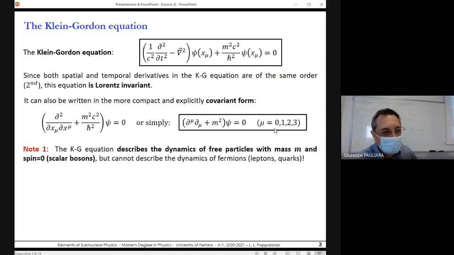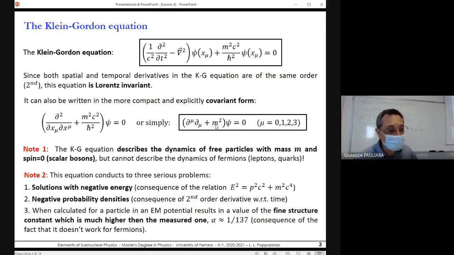First of all, the Klein-Gordon equation describes the dynamics of free particles with a mass m, which enters here explicitly in the equation, and spin 0. So this equation only works for scalar particles, where scalar means that they come with spin equals 0. In fact, it cannot describe the dynamics of fermions. We know that fermions come with non-zero spin, like leptons and quarks. So you cannot treat the dynamics of leptons and quarks using the Klein-Gordon equation. This is a very strong limitation, but it is not the only one.